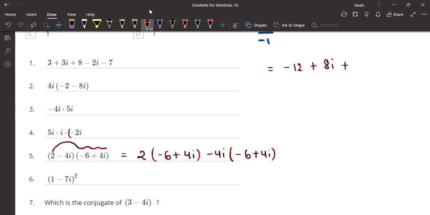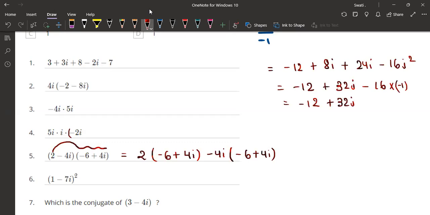Minus into minus is plus. 4 into 6 is 24i. And then minus into plus is minus. 4 into 4 is 16. i into i is i square. This will become minus 12. This is 24i plus 8i, that is 32i. And then here this is minus 16, as it is, i square is minus 1, so into minus 1. Now this will simply become minus 12 plus 32i, and then minus into minus is plus, that is 16. What is minus 12 plus 16? Very simple, 4, and this is 4 plus 32i. That's the answer. Now let's move to this one, 1 minus 7i whole square.